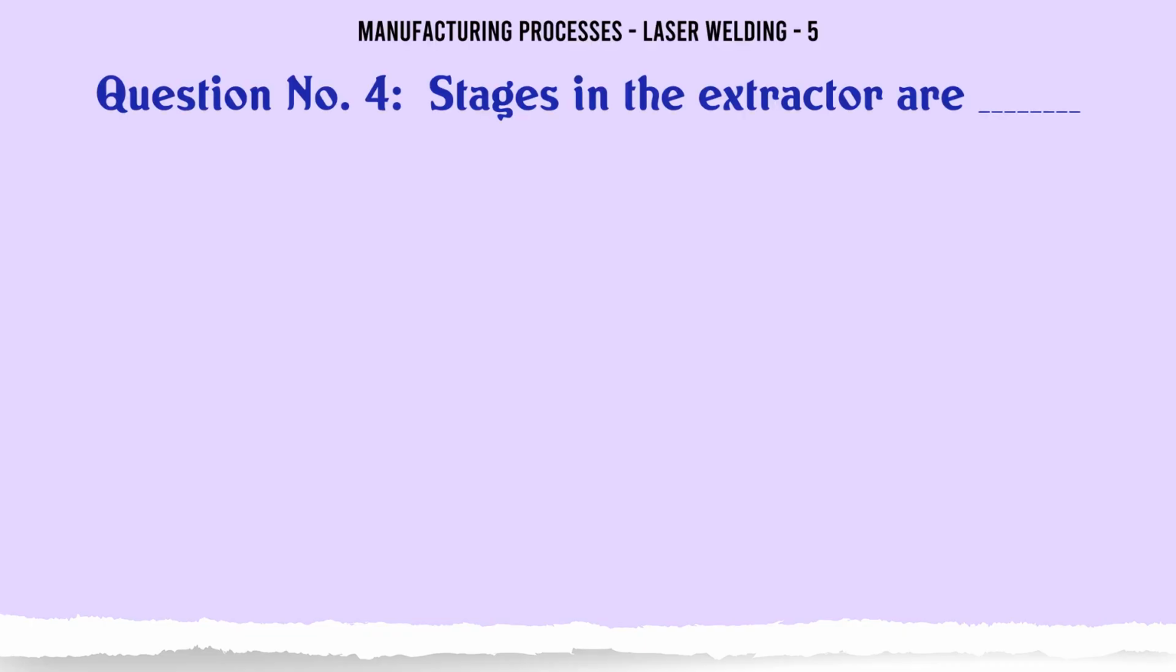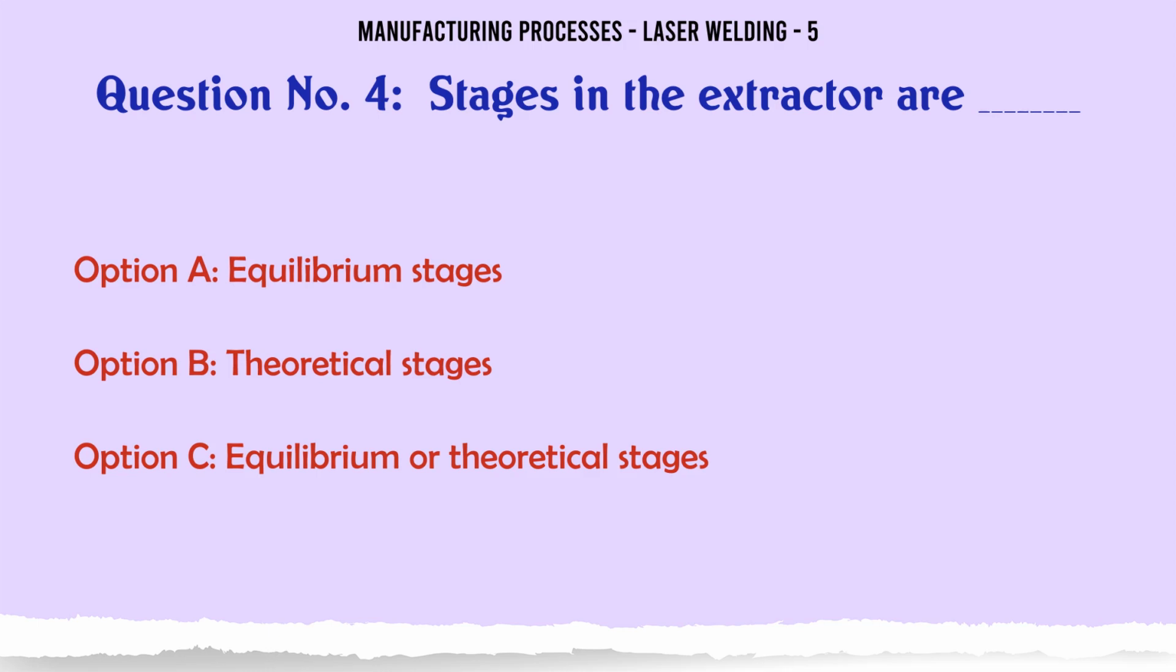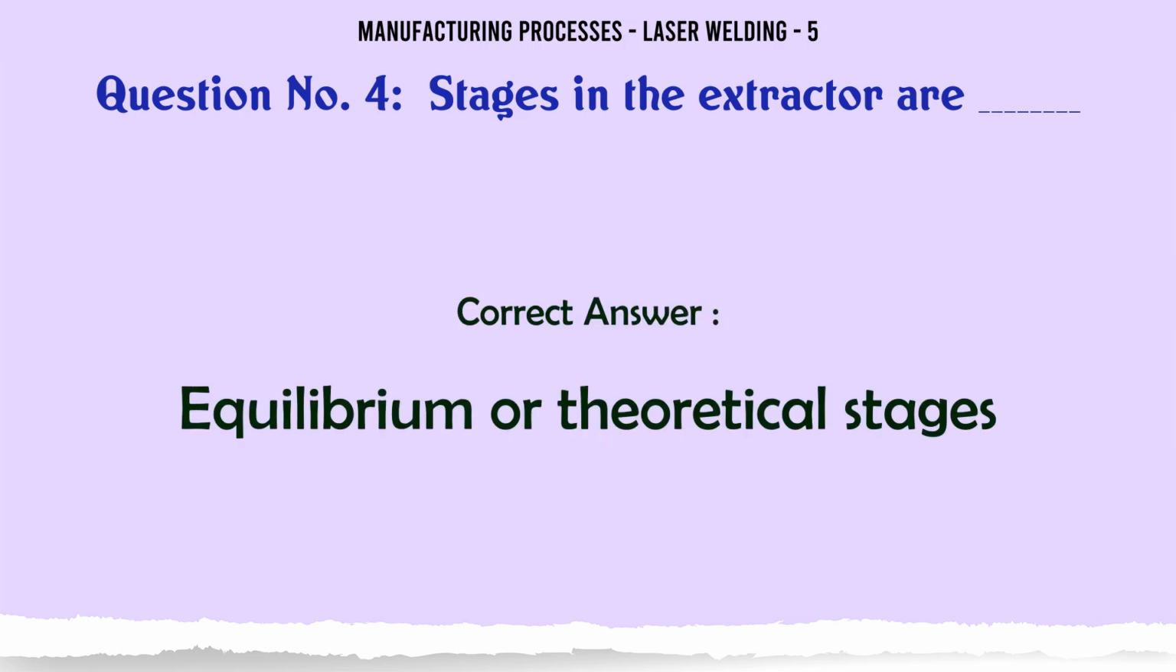Stages in the extractor are: A. Equilibrium stages. B. Theoretical stages. C. Equilibrium or theoretical stages. D. None of the mentioned. The correct answer is equilibrium or theoretical stages.